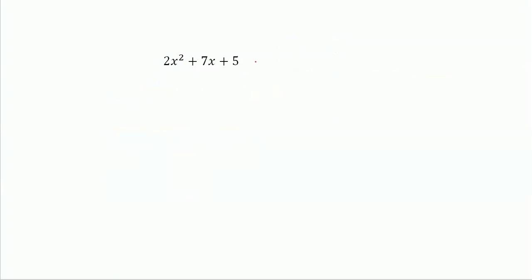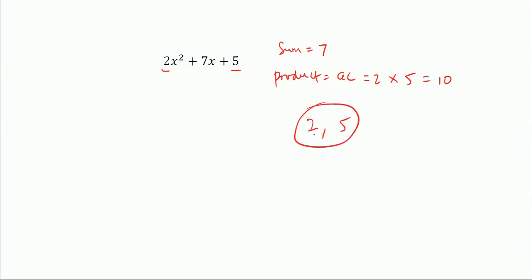We have another one here. In this case, the sum is equal to 7 and the product is equal to AC. Coefficient of x squared is 2 multiplied by C, which is 5. It gives us 10. So we are looking for two numbers whose sum is 7 and whose product is 10. So 2 and 5 will give us what we are looking for, because 2 multiplied by 5 will give us 10 and 2 plus 5 gives us 7.